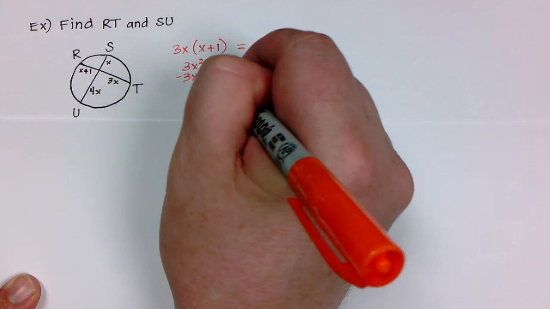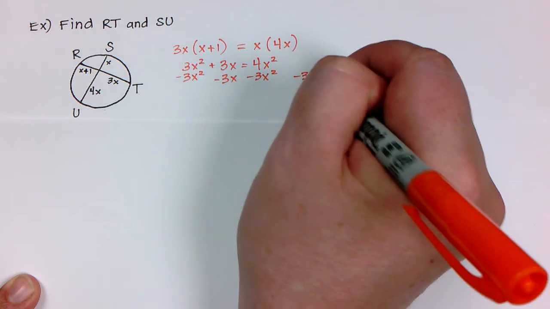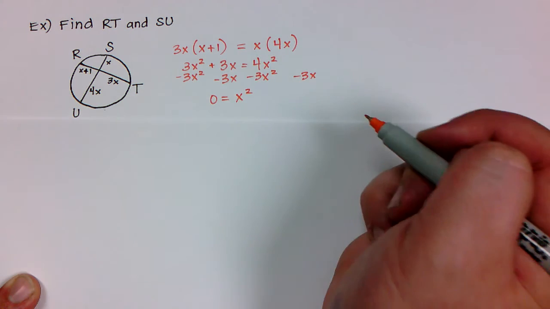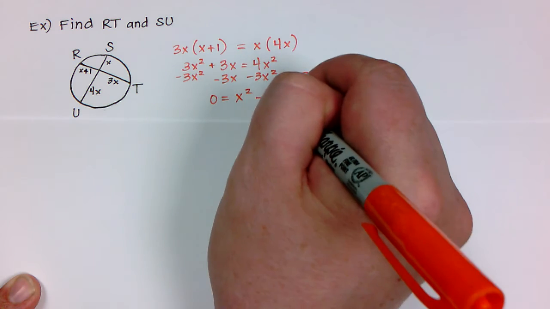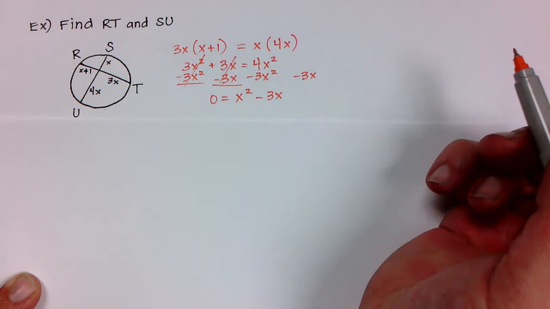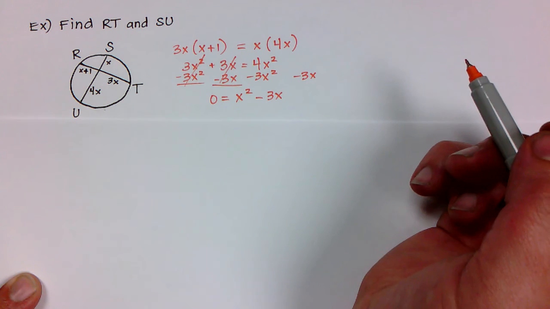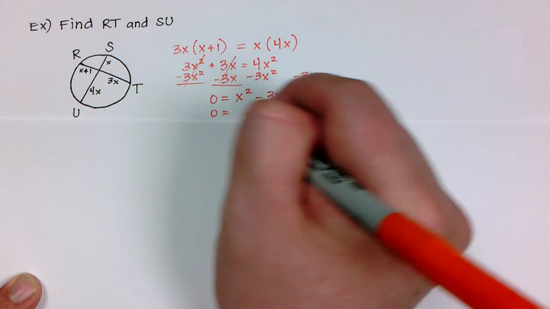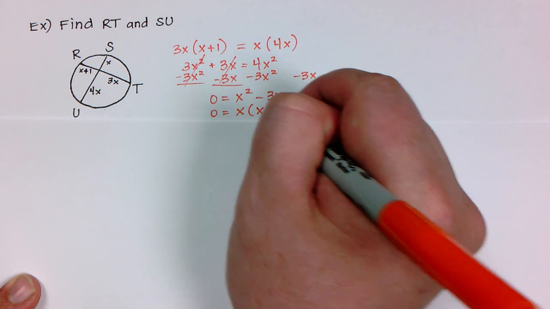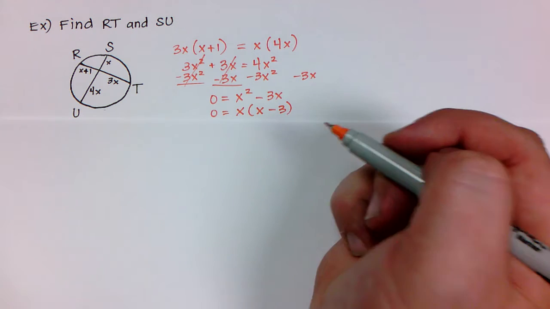I'm also going to subtract 3x to move it over. So I have 0 equals, that just leaves me with x squared minus this floating 3x, because all that crossed out. Okay. Now in factoring, I can look to see what can I pull out. I can take an x out of both, and I'm left with x minus 3.